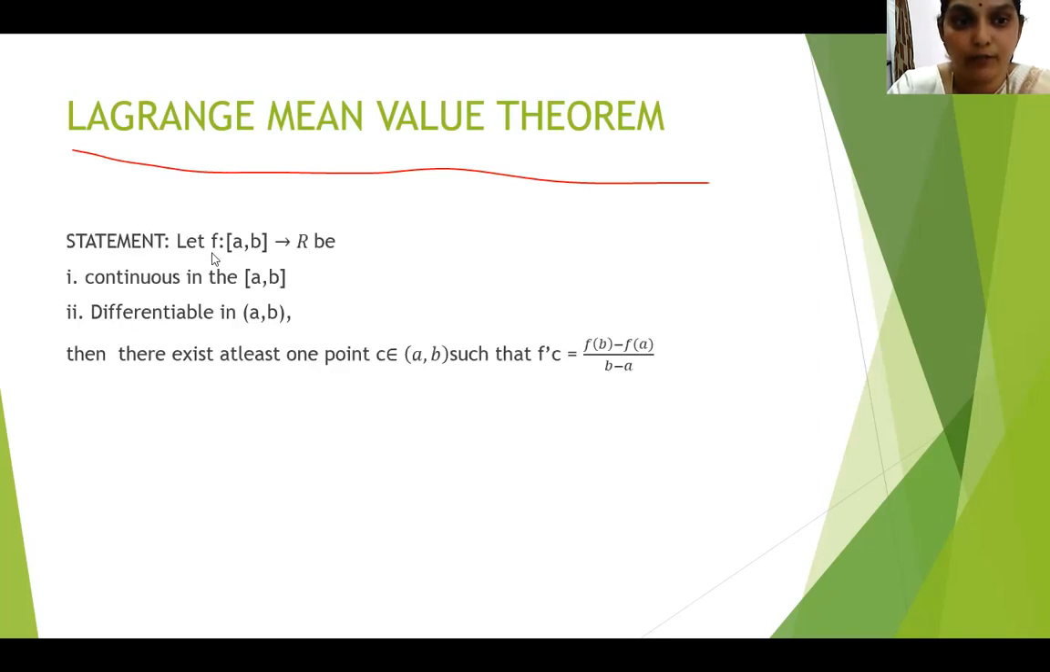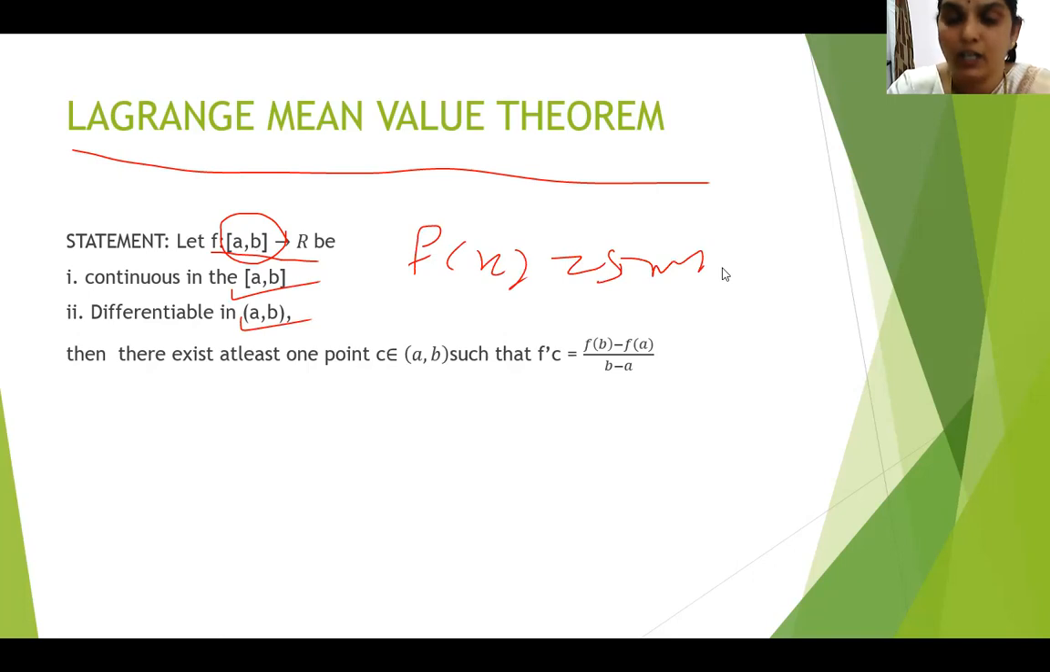Let f from AB to R. AB means the function is defined on an interval, and if I use the bracket like this, it indicates a closed interval. Let f from AB to R be continuous in the closed interval AB and differentiable in an open interval AB. Differentiable means you will take the function as it is. Suppose you have considered the function f of x is equal to sin x. You will differentiate it and get cos x.